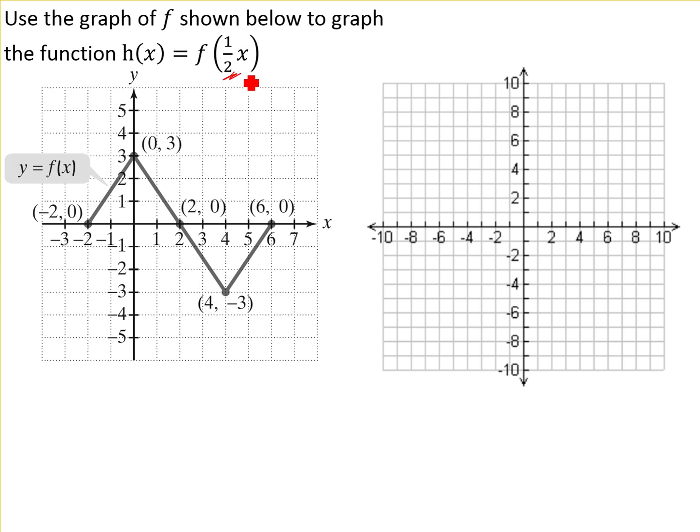Anytime we have a multiple, that's going to be a stretch or shrink. Since it's a multiple directly on the x, it's affecting the x coordinates, so it's going to be a horizontal stretch or shrink. Now intuitively we would think that multiplying something by 1/2 would make it smaller, and therefore we'd want to say it's a shrink, but the horizontal transformations work kind of opposite of our intuition. This is actually a horizontal stretch.